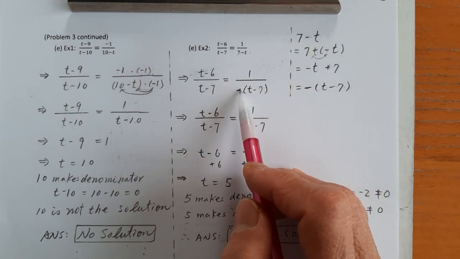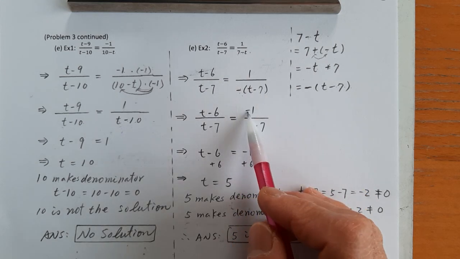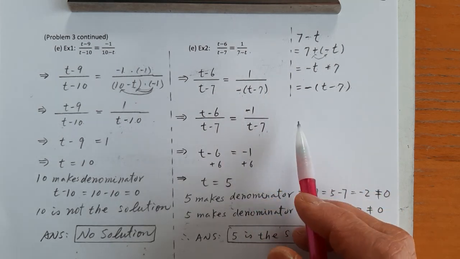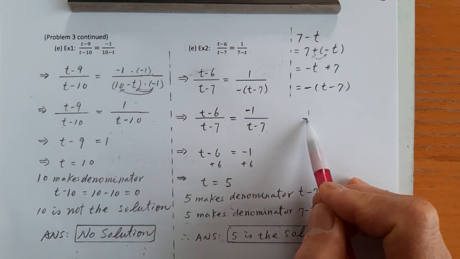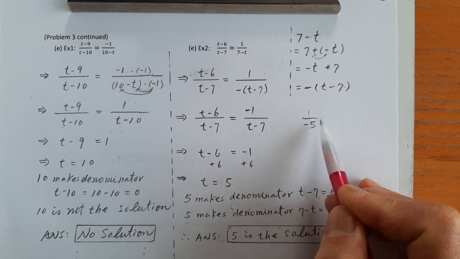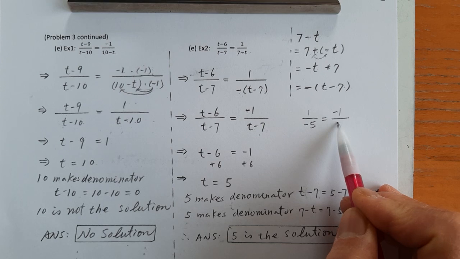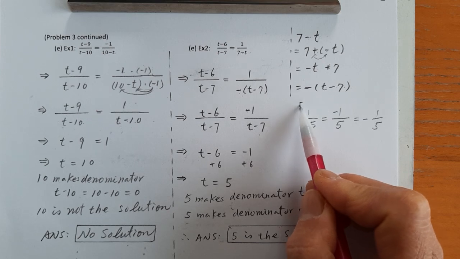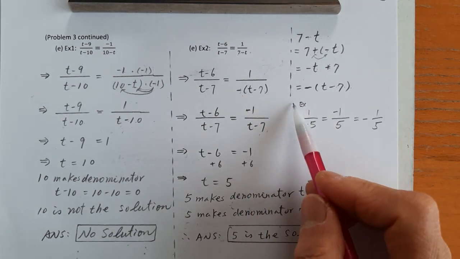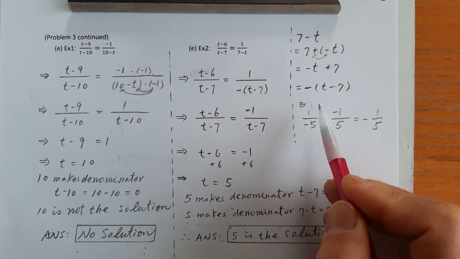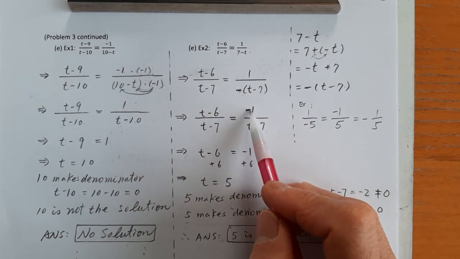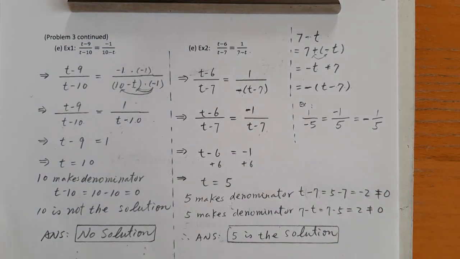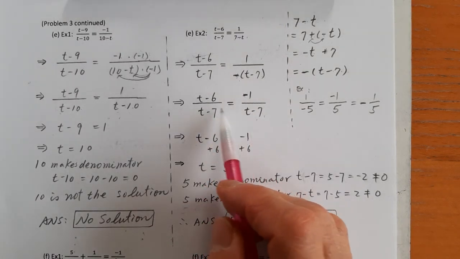And this is a negative sign, and the negative on the numerator, the two are equal. Just like 1 over negative 5 is equal to negative 1 over 5, which is equal to negative 1 over 5. They are equal, for example. So this negative sign, you can put on the denominator, put on the numerator, or put in front of the fraction. They are equal. Now the two have the same denominator, t minus 7, so the numerators should be equal.